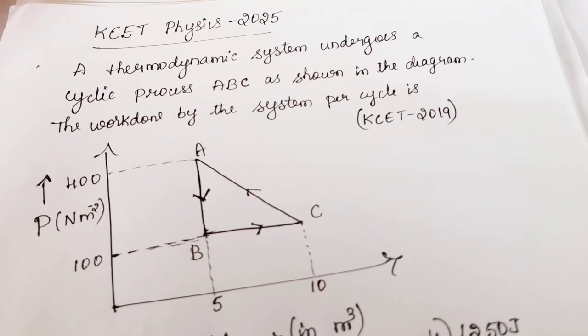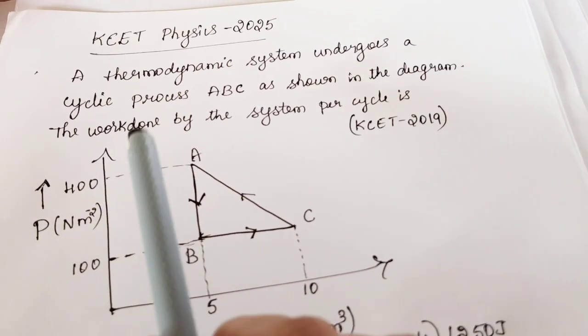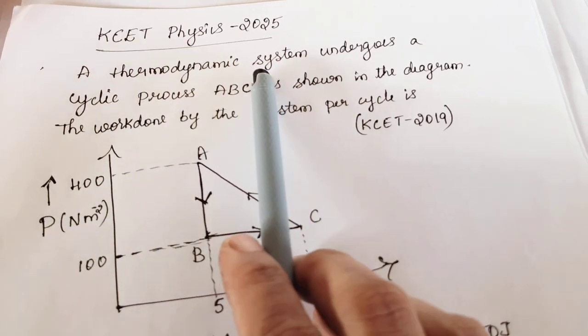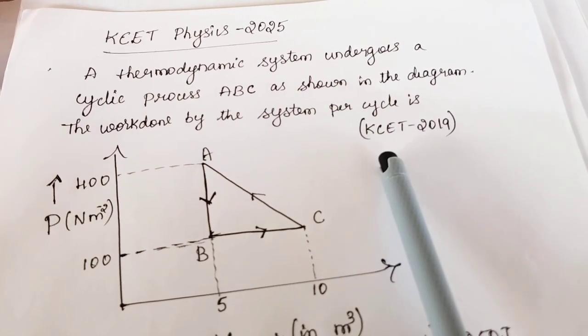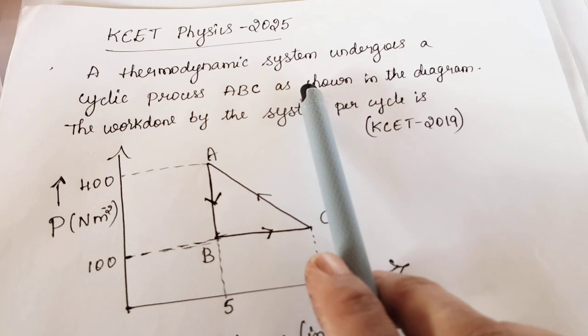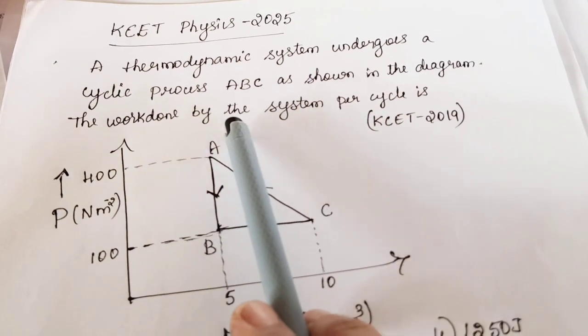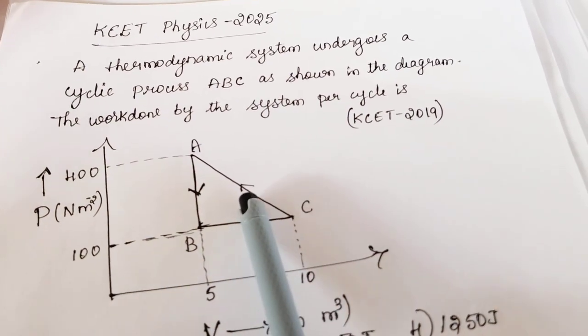Hello student, here there is a question related to first PU thermodynamics chapter. This question was asked in 2019. A thermodynamic system undergoes a cyclic process ABC as shown in the diagram.